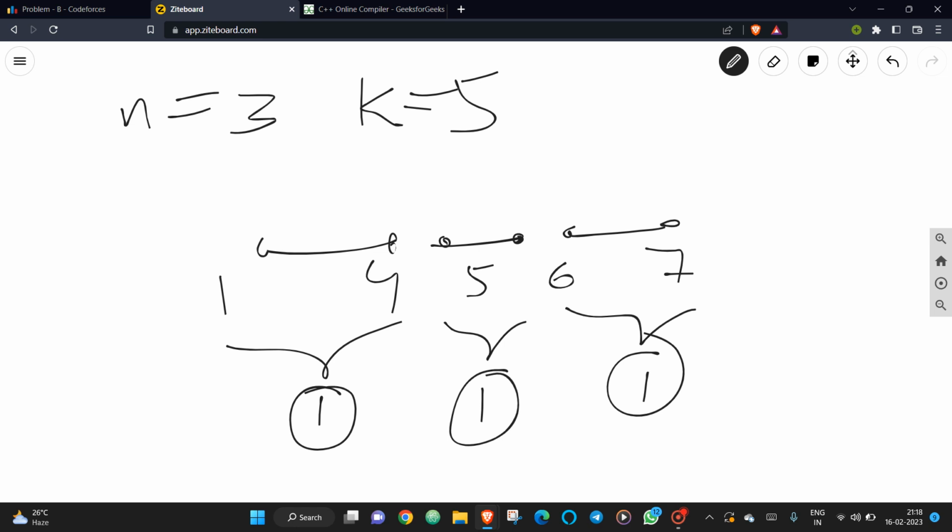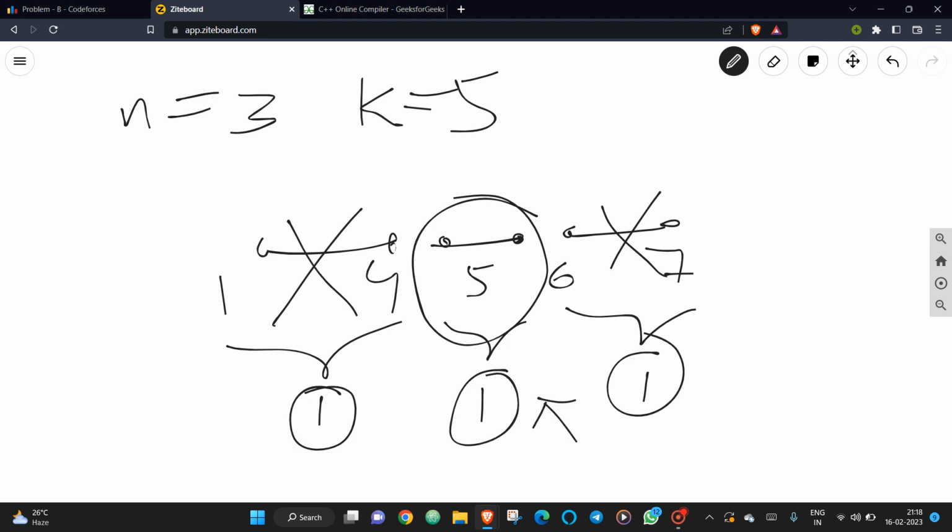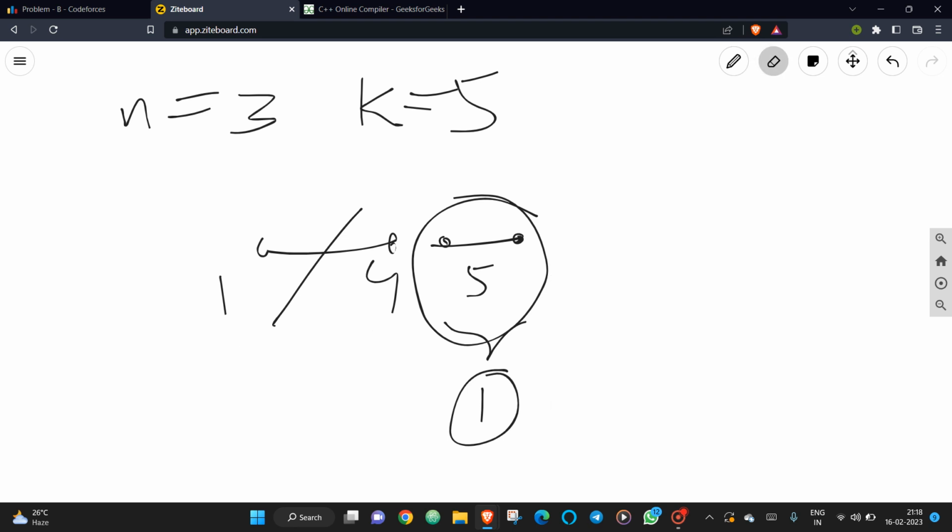So you need to delete this segment and you need to delete this segment. So all the numbers will be deleted. Only your 5 will remain, so that it will be the highest number of times visited, right? If I can eliminate these two, there will be only one range that will be visited, and that is our highest number of times.